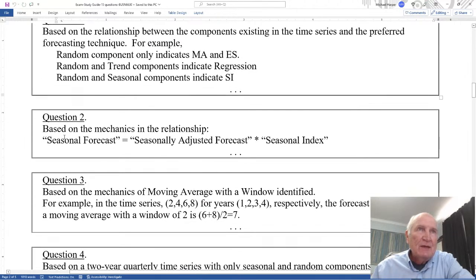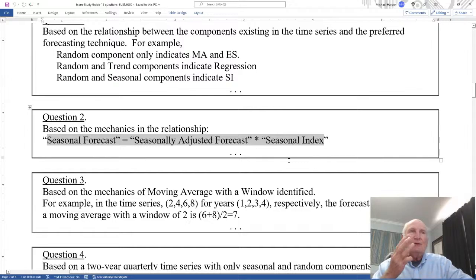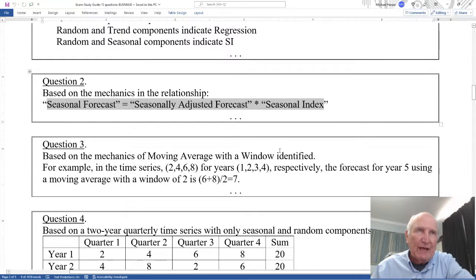Question 2 is based on the mechanics in the relationship: seasonal forecast equals the seasonally adjusted forecast times the seasonal index. In other words, there are 3 things there. I'll give you 2, ask for the 3rd. So there'll be either multiplication or division, just one operation if you know what you're looking at.